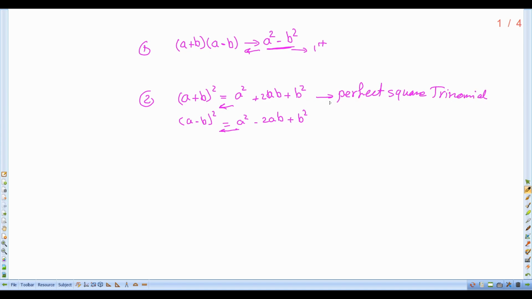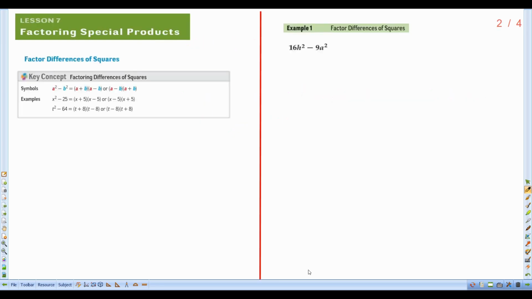And now I ask you to factorize, and it's our second objective. Let's start our first objective: factor difference of squares. It's a very easy and very simple lesson.